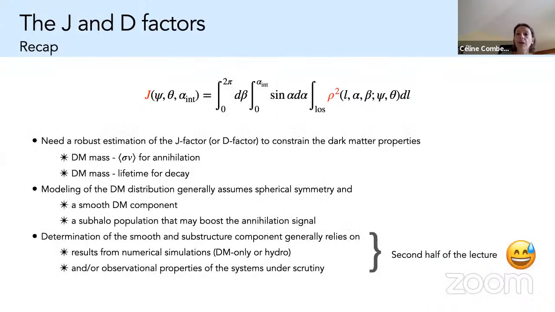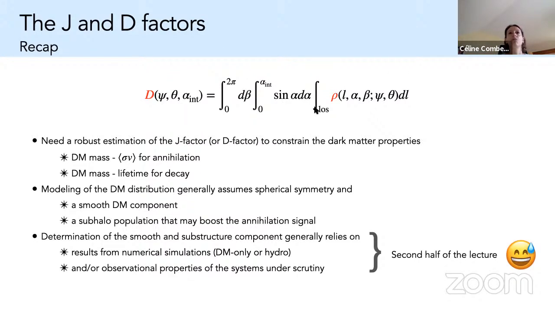Okay, so a quick recap for the first part of this lecture. My J factor is defined as the equation above, and if I go to decay, just to remind you, I simply have the square that is disappearing. To do anything with indirect detection, I need robust determination of those J factors. And to actually model the dark matter distribution, we will assume spherical symmetry.